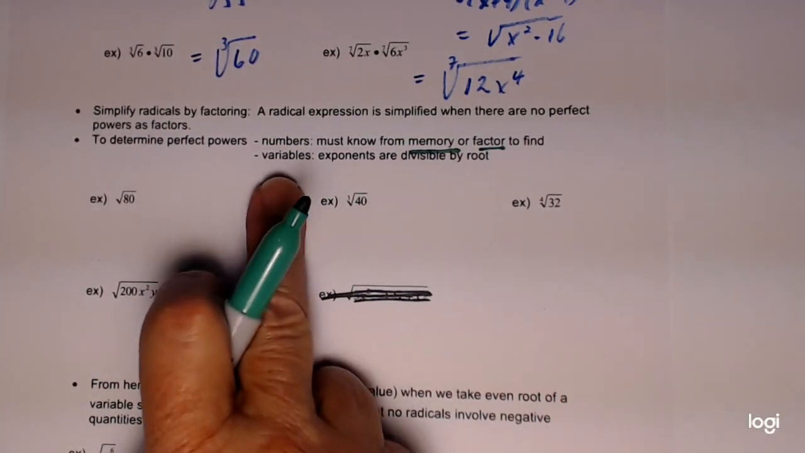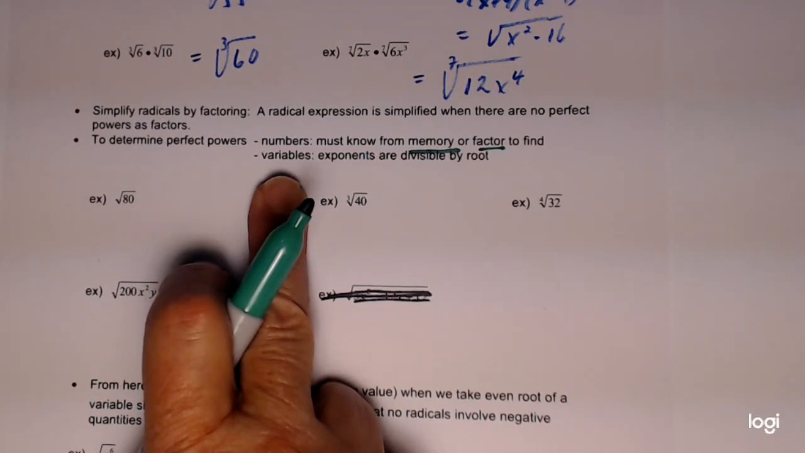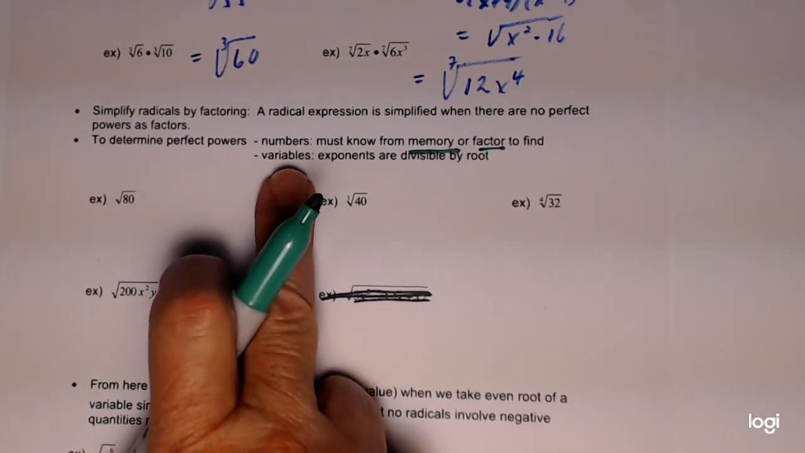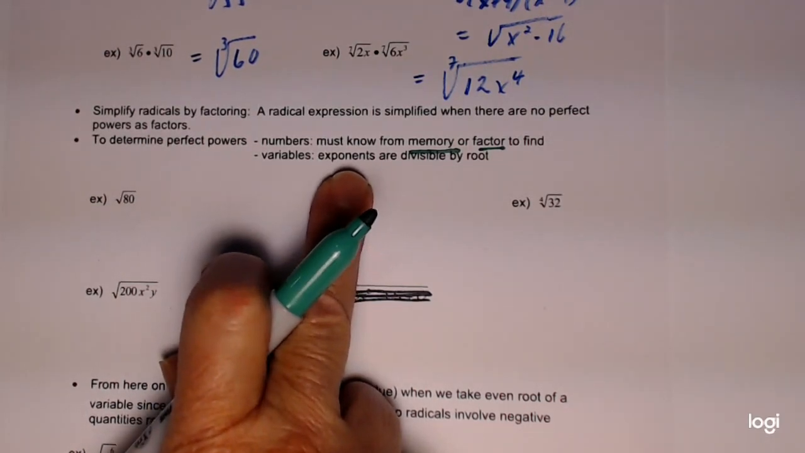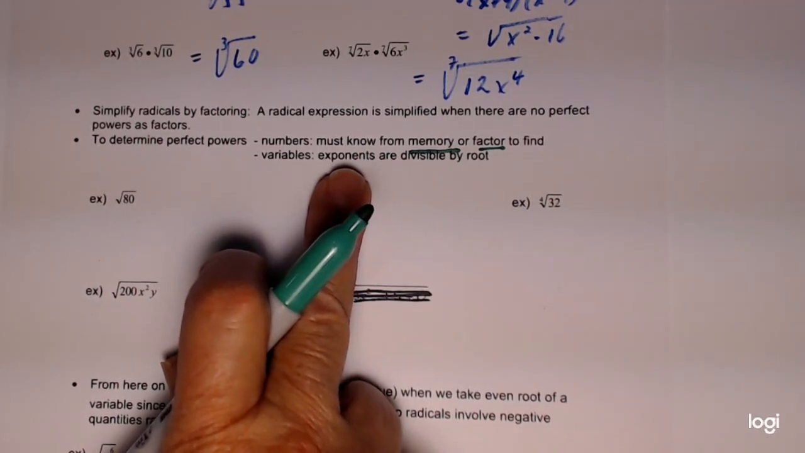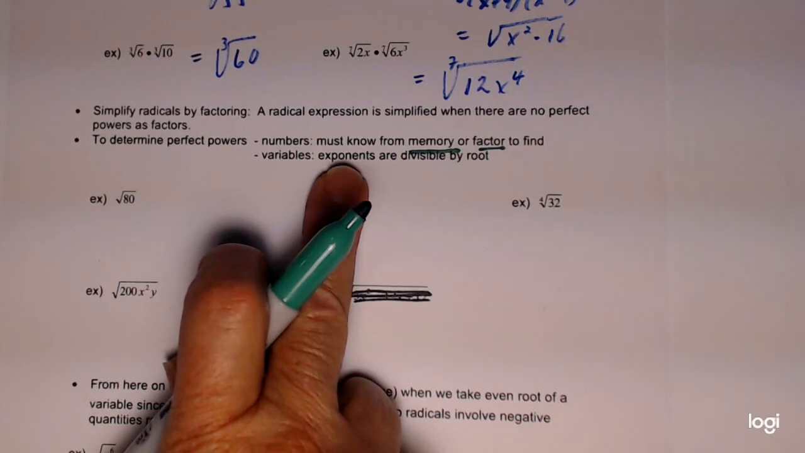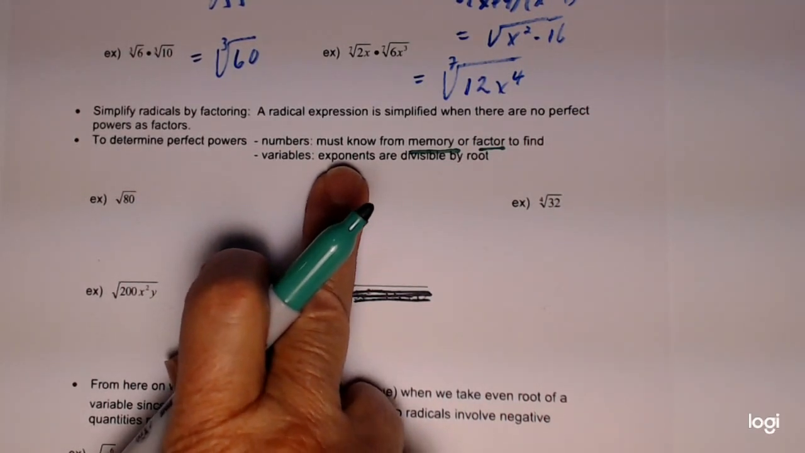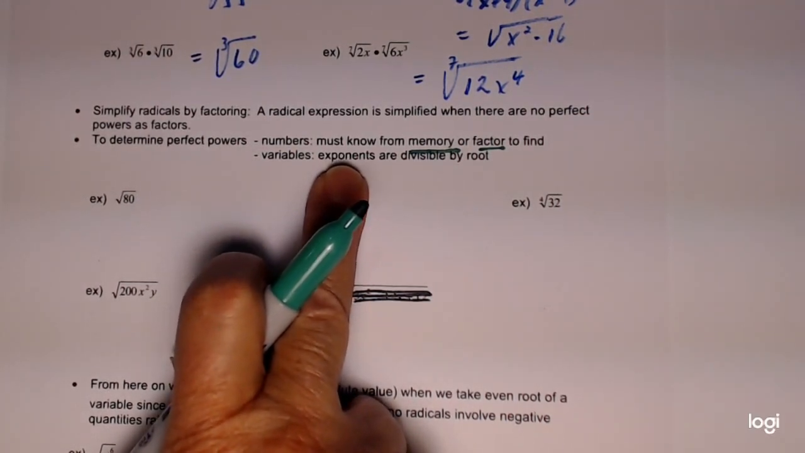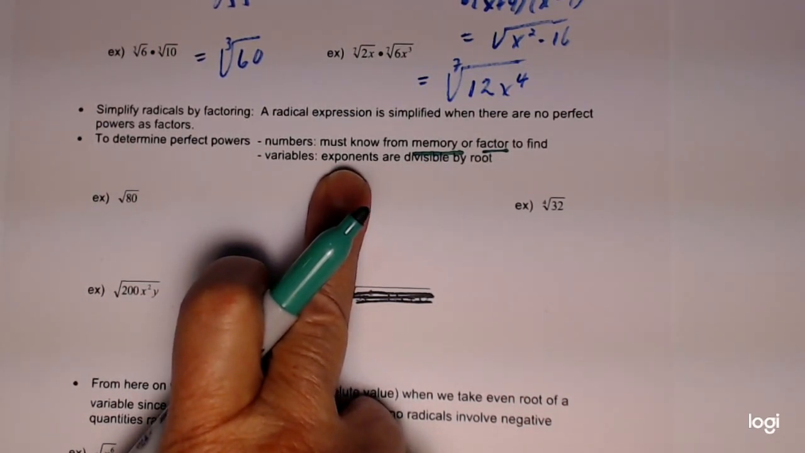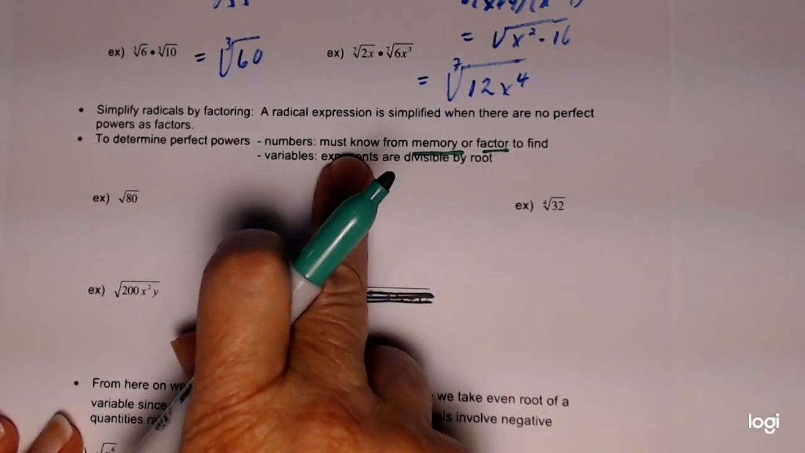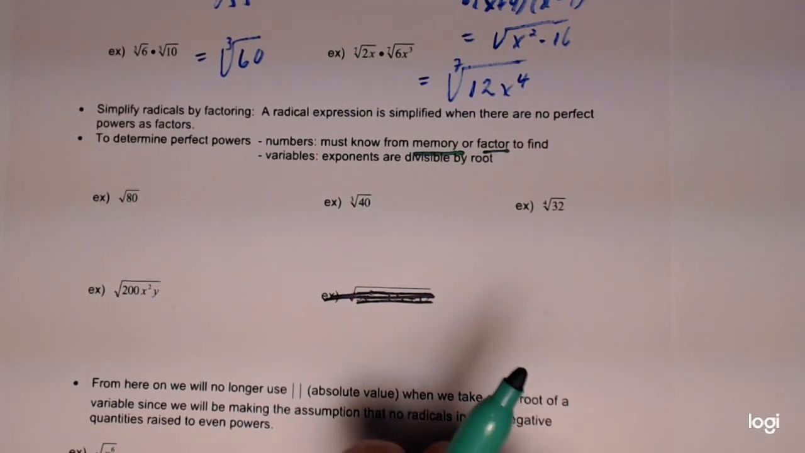When we're looking at variables and taking the roots of variables, on the other hand, I think those are more straightforward to do because what we do there is we look at the exponent of the variable and we just divide it by whatever the root is. So if it's a square root, we're going to divide the exponent by 2. If it's a cube root, we're going to divide the exponent by 3. If it's a fifth root, we're going to divide the exponent by 5. And so I find that easier than finding the roots of the numbers.